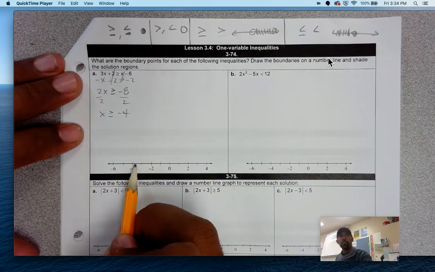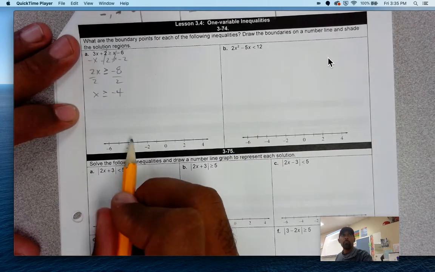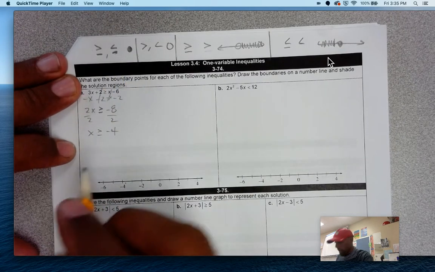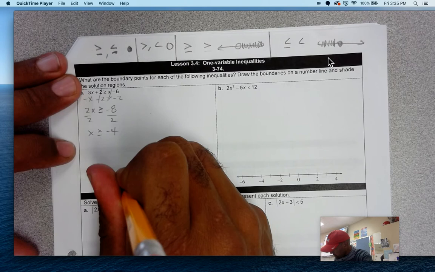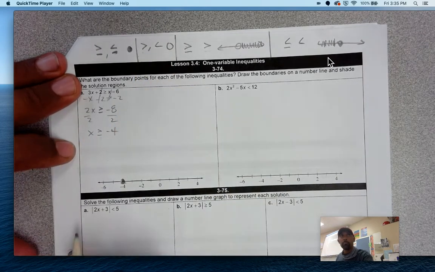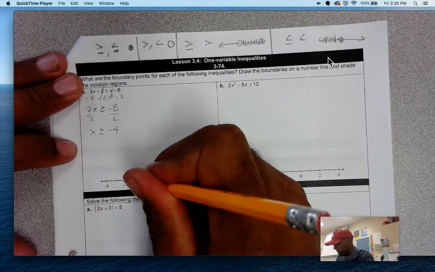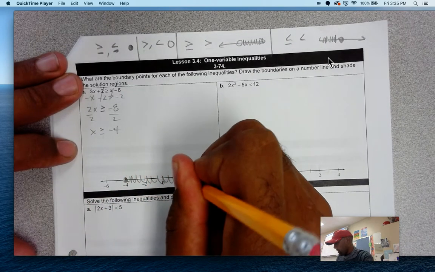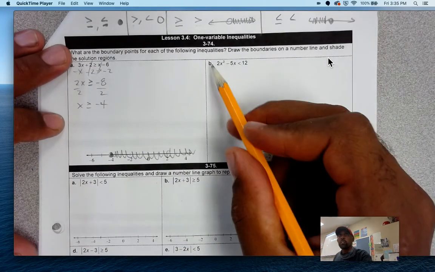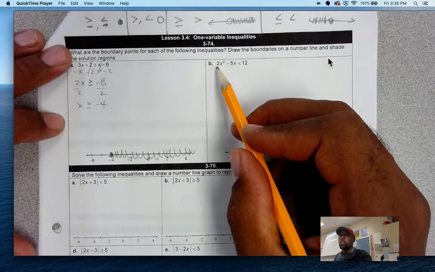So I go to the graph and I have an equal sign, so remember I use a closed dot at -4. If it didn't have the equal sign, then I'd do it open. And it's greater than, so I'm going to shade to the right, all the way.